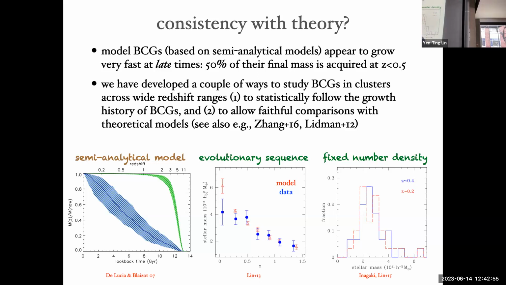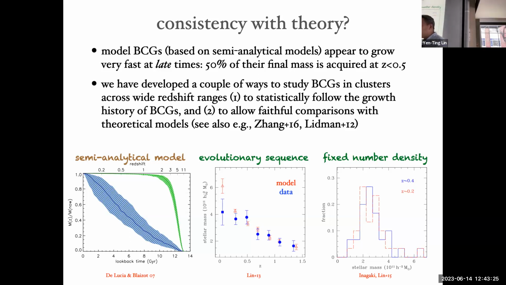So using this method, we see that the model prediction and data, which are shown as the red and blue points, agree fairly well between redshift 1.5 and 0.5 in terms of the BCG stellar mass. But below redshift 0.5, the two diverge. While the model BCG continue to grow, the observed BCG seem to stop growing.